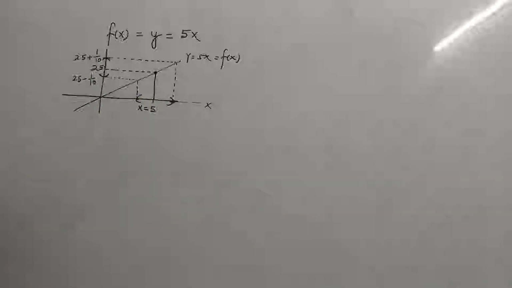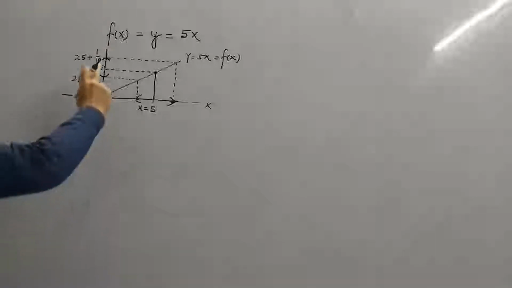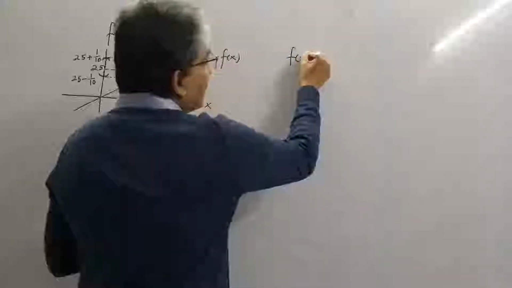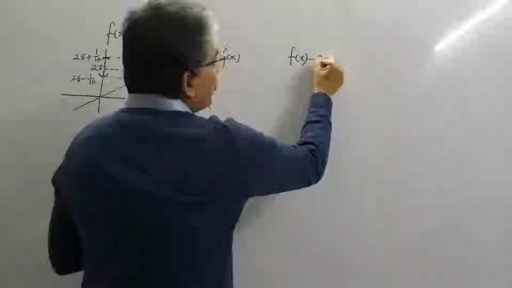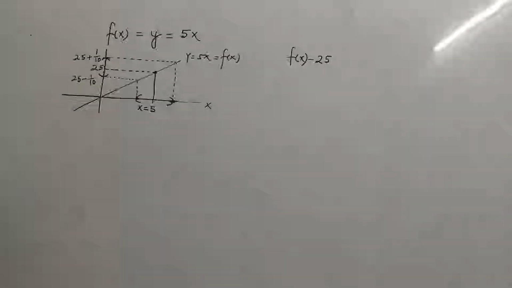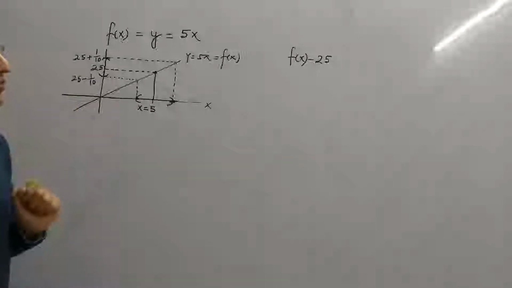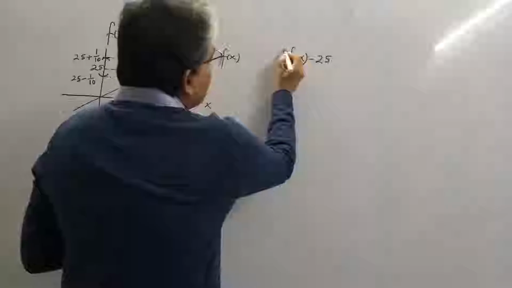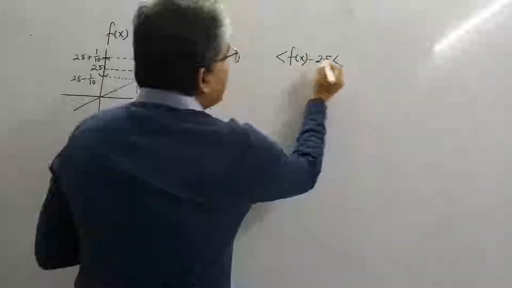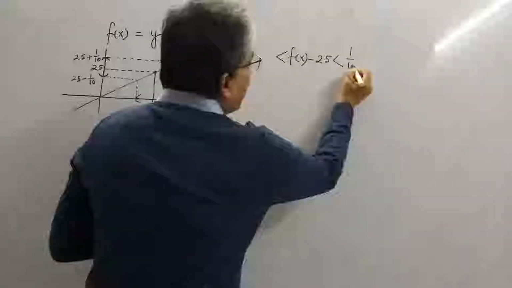Now how we can do that? Now there is a process to do that. Let's see how we do that. Now I'll tell you the trick also to do that. Now your function is f(x), your limit is 25. Now say it carefully. Your function is f(x) and your limit is 25. Now you have to make your function deviate from the limit by 1 by 10.